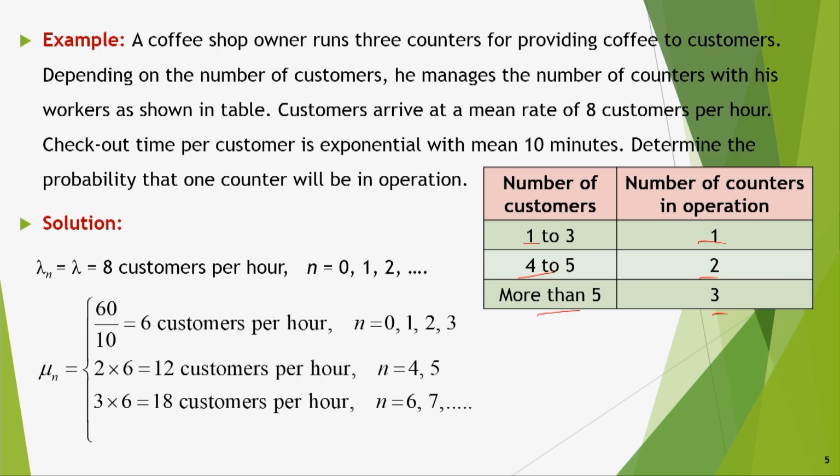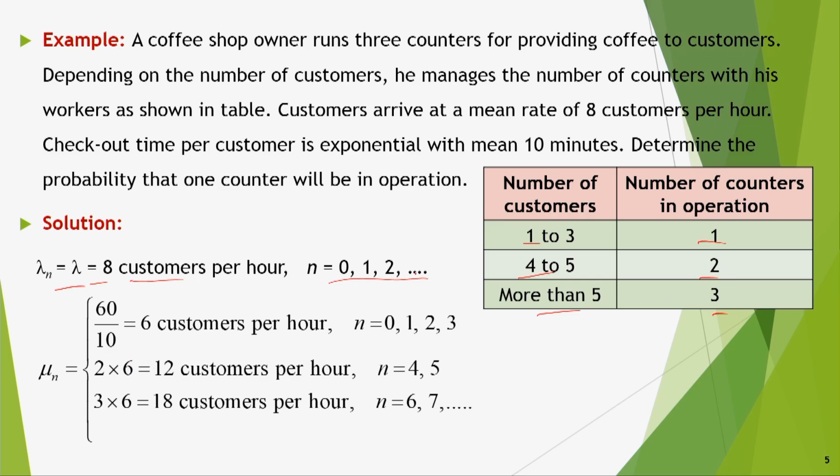So how to solve this problem? It is a system dependent problem, that means number of customer dependent. Arrival rate is of course constant. It is not dependent on how many people are in the system, because it is mentioned that customers arrive at a mean rate of 8 per hour. So here lambda n is equal to 8 customers per hour, and n is equal to 0, 1, 2 up to infinity, any number may be there, but mu n is equal to 60 by 10.